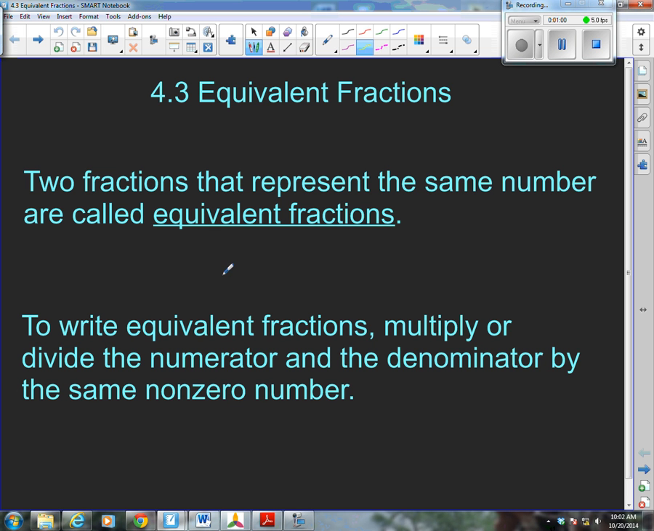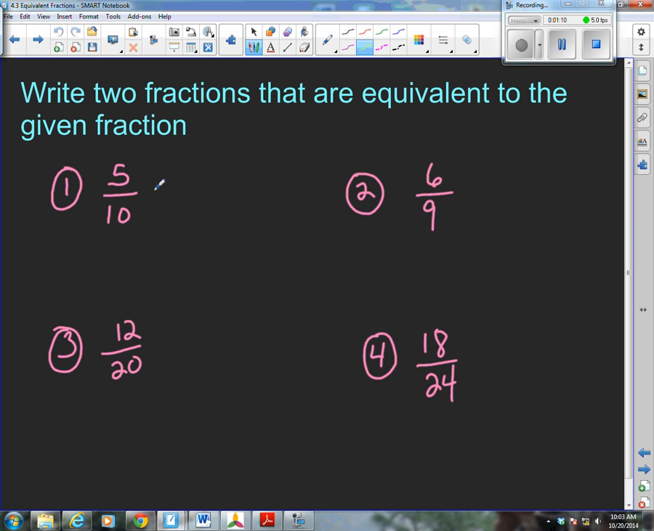To write equivalent fractions, multiply or divide the numerator and denominator by the same non-zero number. So basically, I want to do the same thing on top as I do on bottom, or do the same thing on bottom as I do on top, when I'm making equivalent fractions. The instructions are to write two fractions that are equivalent to the given fraction. So I need to either multiply the top and the bottom by the same number or divide the top and the bottom by the same number.